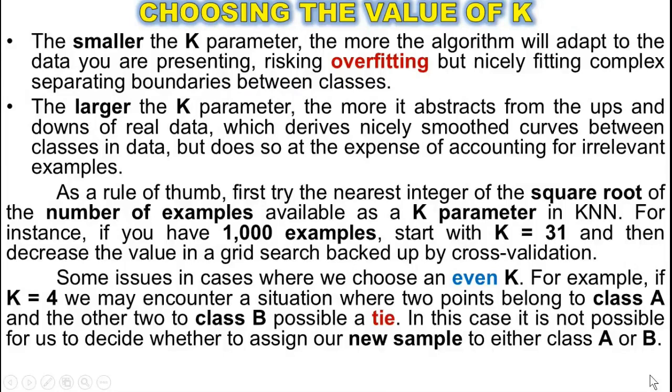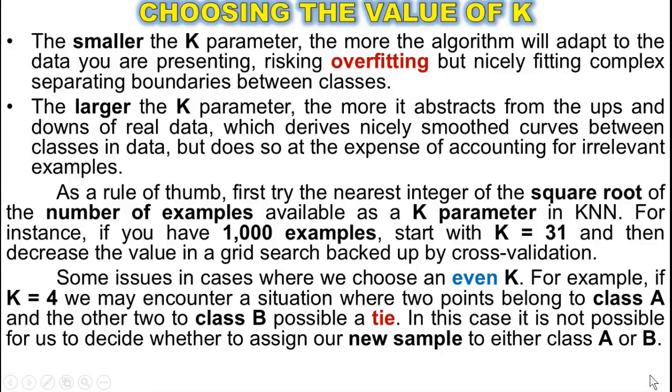Choosing the value of k. The smaller the k parameter, the more the algorithm will adapt to the data you are presenting, risking overfitting but nicely fitting complex separating boundaries between classes. The larger the k parameter, the more it abstracts from the ups and downs of real data, which derives nicely smooth curves between classes in data, but does so at the expense of accounting for irrelevant examples.